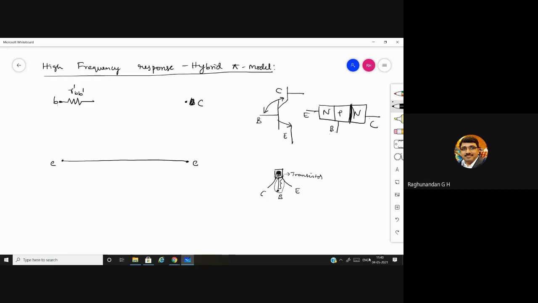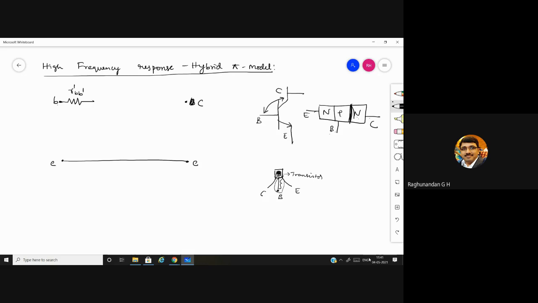And I have already explained how this junction capacitance is experienced. I don't want to repeat the same thing. If anyone has not understood, you can contact me and I'll explain it again. So between this P and N layer, a junction is created. That junction is going to exhibit some capacitance. That capacitance is known as junction capacitance.